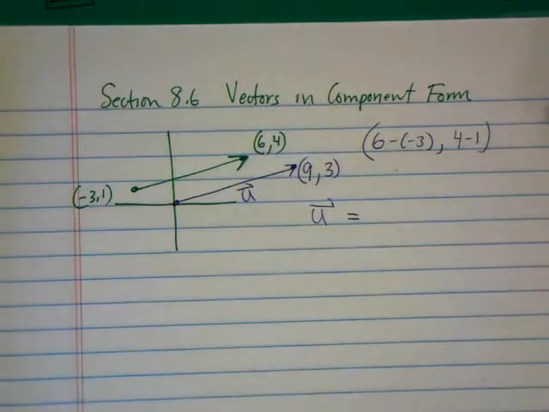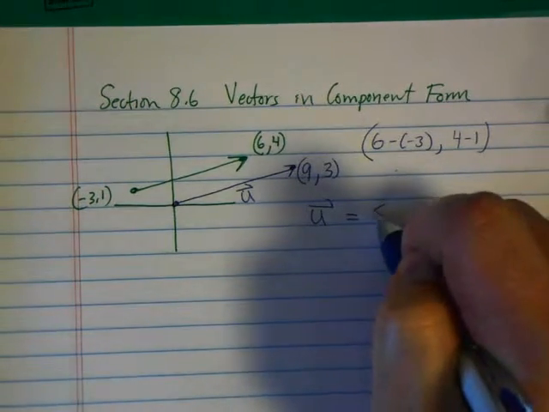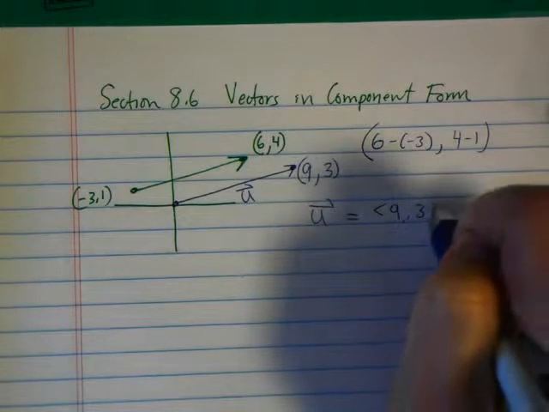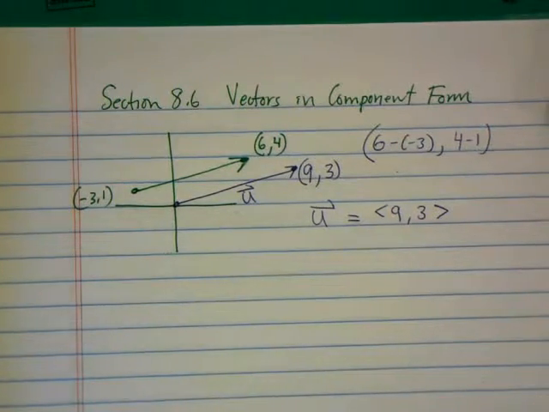When a vector is written in component form, instead of using parentheses, you see those symbols to represent a vector. You're going to see those symbols a lot in your book. It simply means we have a vector starting at the origin, in component form where x is 9, y is 3. Having vectors in component form makes some things very, very easy.